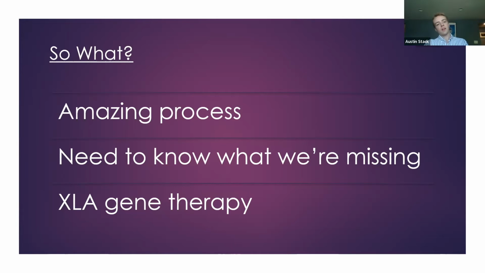Why does it matter for XLA patients? Well, we need to know what we're missing. And it's also very relevant for XLA gene therapy because the hematopoietic stem cell is the target. Any cell that is going to become a B cell has to go through this process. So if we want gene therapy to work, we have to understand how these stem cells that get delivered the gene therapy will eventually become effective B cells and help functionally cure XLA, hopefully sometime in the near future.